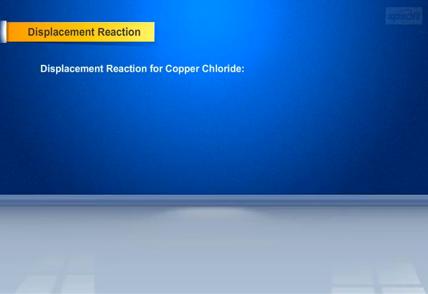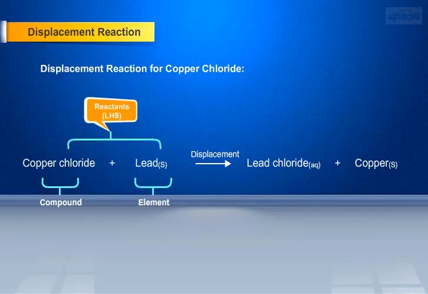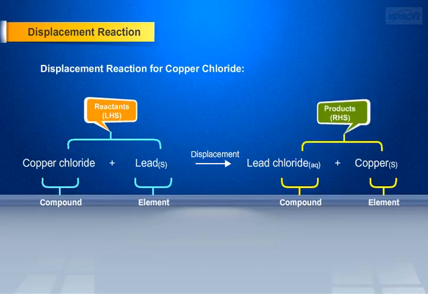Displacement reaction for copper chloride. The word equation is copper chloride plus lead gives lead chloride plus copper. Here on the left hand side, copper chloride, that is a compound, and lead, that is an element, are called reactants, and on the right hand side, lead chloride, which is a compound, and copper, which is an element, are called products.